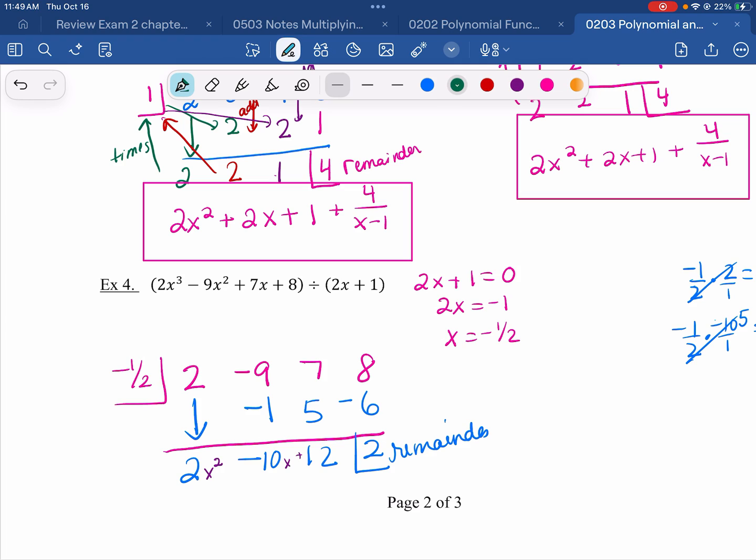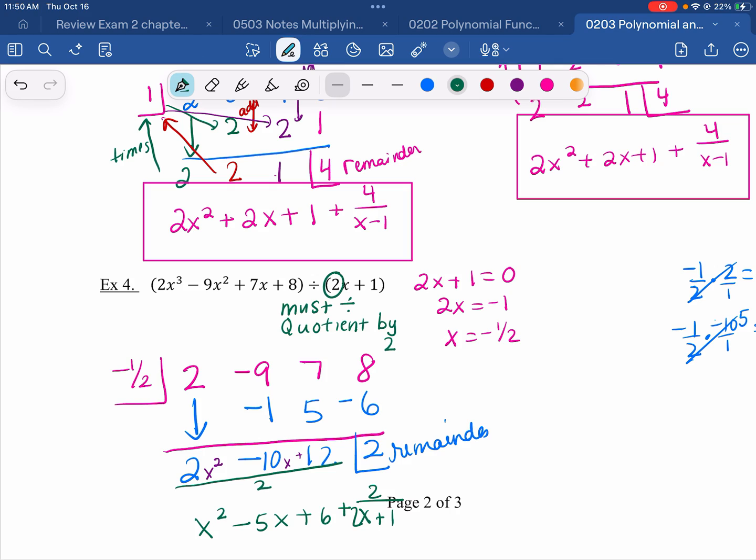because of this 2. So you must divide the quotient by that number, which is 2. So this is my quotient, so I have to divide all of those by 2. X squared minus 5x plus 6. You don't divide your remainder because it's already getting divided by the 2x plus 1.